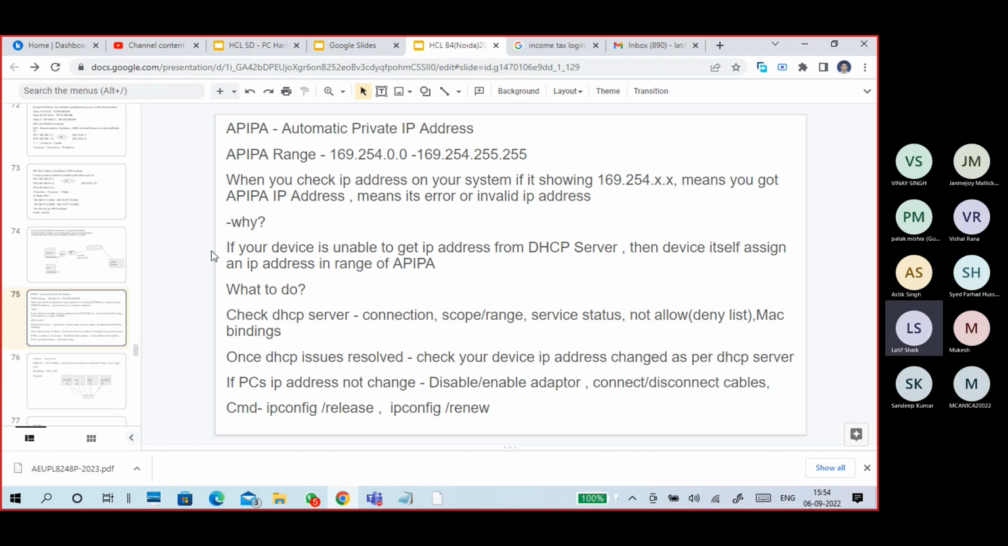If your device is unable to get an IP address from the DHCP server, it can be a DHCP server fault, a network connection fault, or a client-related fault. But if you fail to get an IP address from the DHCP server, then the device, your PC itself, assigns an IP address. That is called APIPA. Every device must have an IP address.